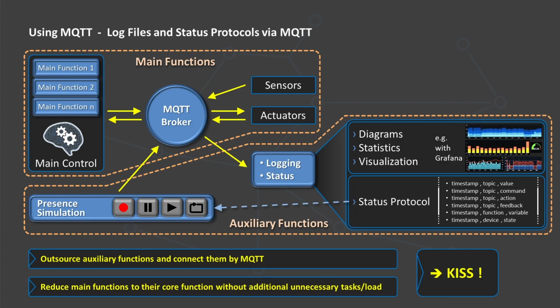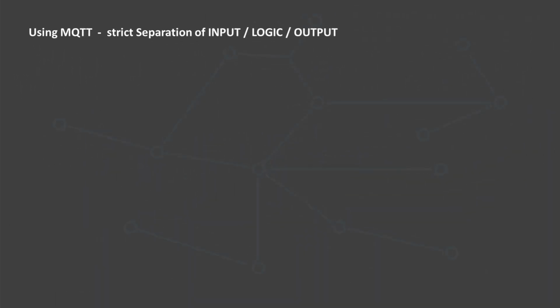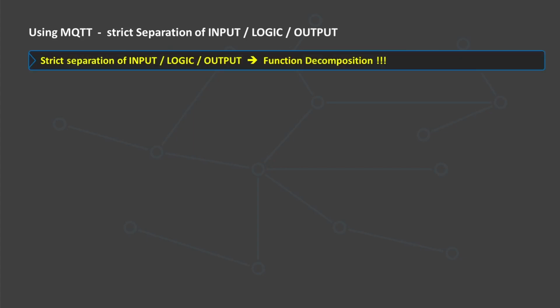And don't forget, keep it simple, stupid. Rule number 1 is, in order to create an optimized architecture, we must strictly ensure the separation of input, logic, and output. This is called function decomposition.